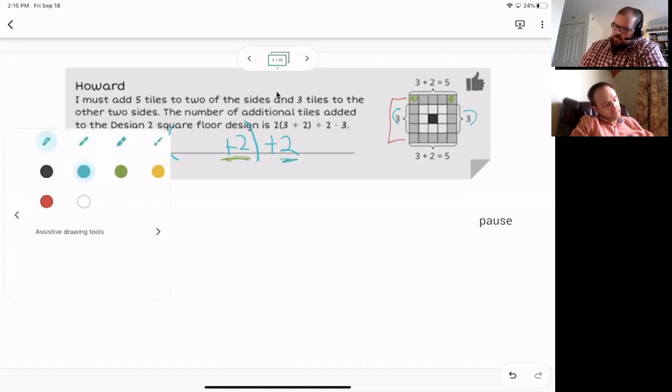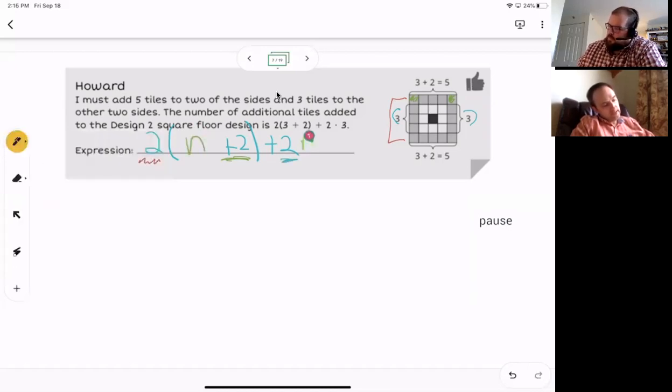So is it fair to say replace any 3s with the letter n? I think so, because that's really talking about there's the 3 plus the 2 we talked about. There's the 3. That makes sense to me. Beautiful.